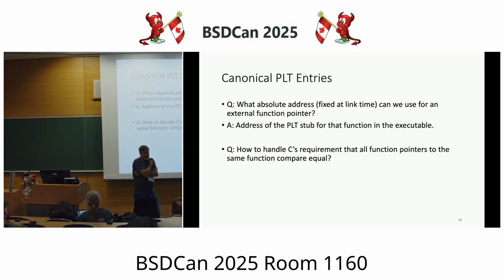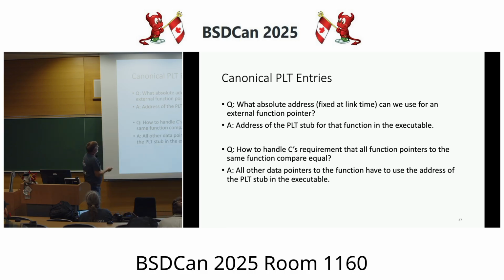But C has this little requirement, which is that when you take a pointer to the same symbol, all the pointers to the same symbol need to compare equal. So if the executable is going to get the address of the PLT stub when it takes a pointer, everything else, including any shared libraries like libc in the process, also has to get the address of the PLT stub when it takes a function pointer to fclose, instead of the pointer to fclose.